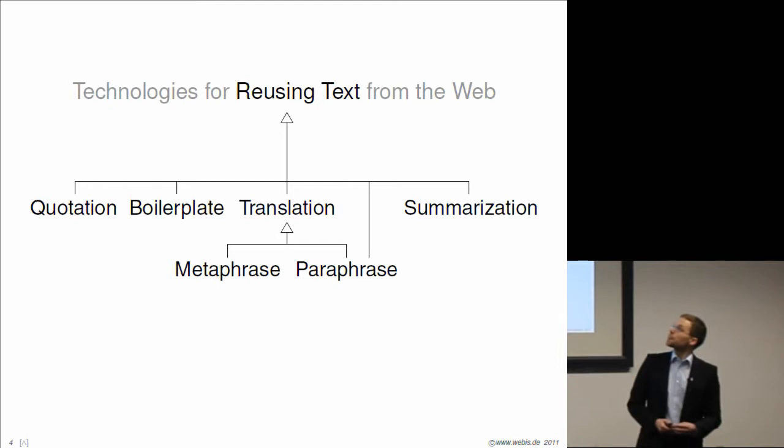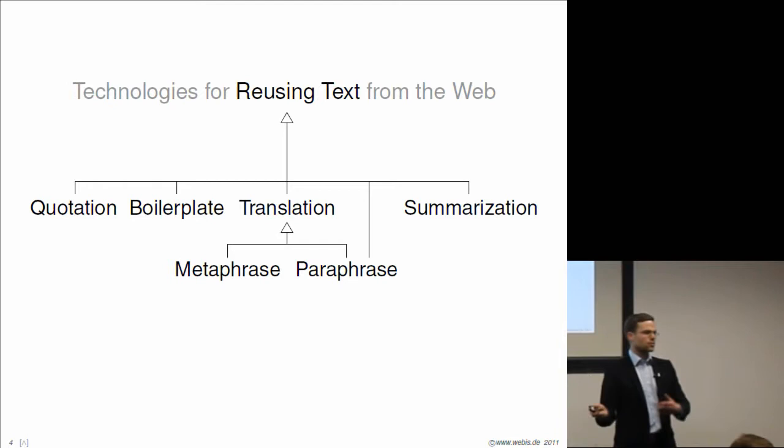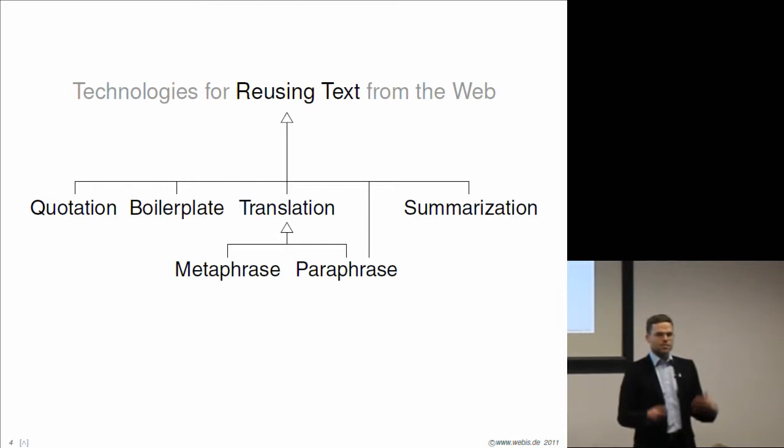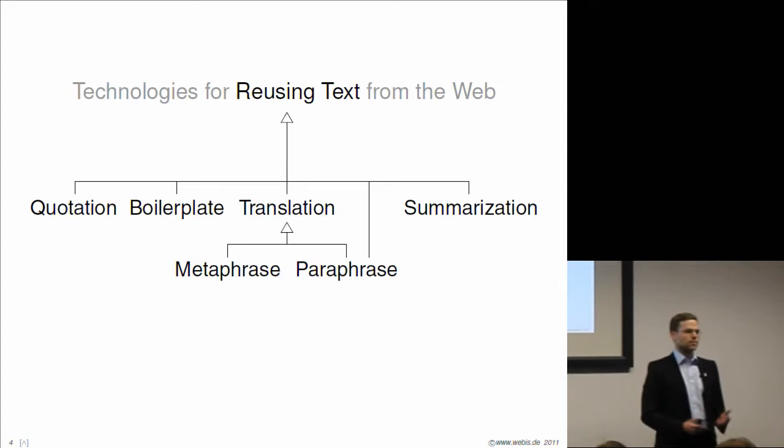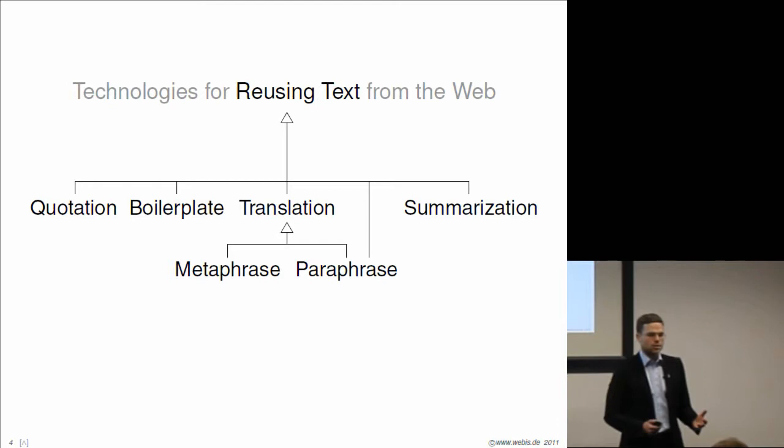Also very famous, of course, are translations. Translations happen all the time. We usually translate text from English to another language since most texts on the web are written in English, but most web users do not understand English very well. So finally, there are summarizations. We have done a lot of summarizations in school, and summaries are often done in order to give a quick overview about the big body of work.